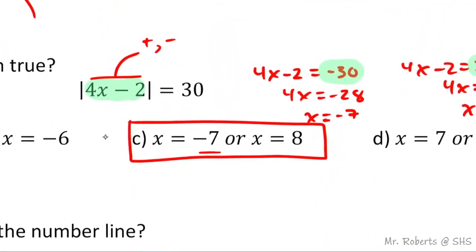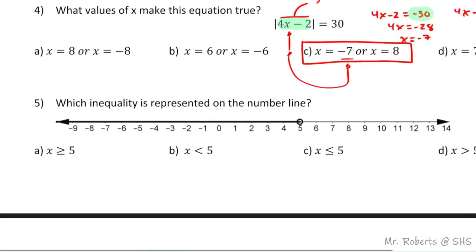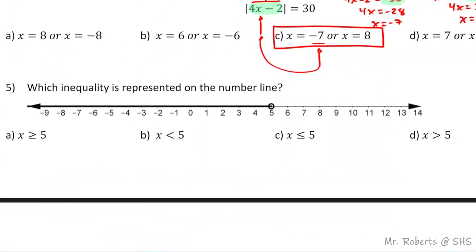If I plug 8 into that, 4 times 8 is 32. 32 minus 2 is 30. Absolute value of 30 is 30. If I plug negative 7 into that, 4 times negative 7 would be negative 28. Negative 28 minus 2 more is negative 30. Absolute value of negative 30 is 30. So C definitely checks. The last one here, it says, which inequality is represented on the number line?